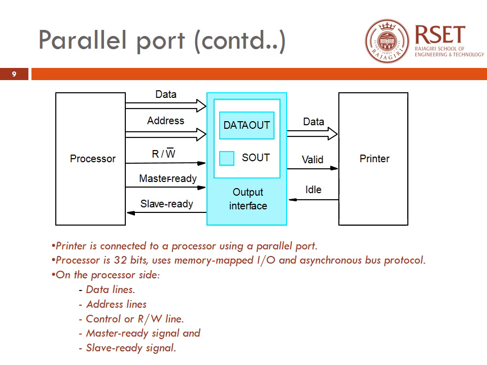Then there are two asynchronous signals, master ready and slave ready, to indicate whether the master, that is the processor, or the slave, that is the printer, is ready or not. And this is the output interface. It contains the data out register which is used for holding the data that is to be printed. Then there is an S out bit, which is the status bit associated with the printer. It is set to 0 when nothing is being printed or when the printer is not ready, and it is set to 1 when the printer is ready to print some data.